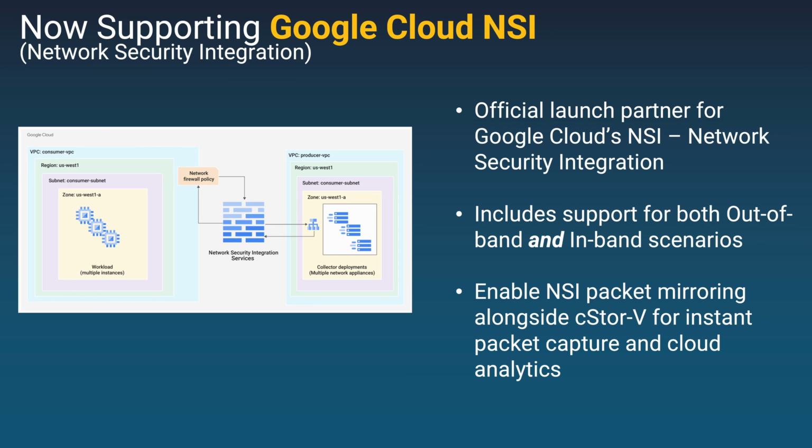As I mentioned previously, we are an official launch partner for Google Cloud's network security integration. With that support, we include both the out of band service as well as the in band service that Google Cloud is providing with their NSI capabilities. The out of band service would be the packet mirroring, really their packet mirroring 2.0 service for all intents and purposes. And the in band scenario is a lot more interesting, where we sit inline in the data path. I'll get into that in just a moment.